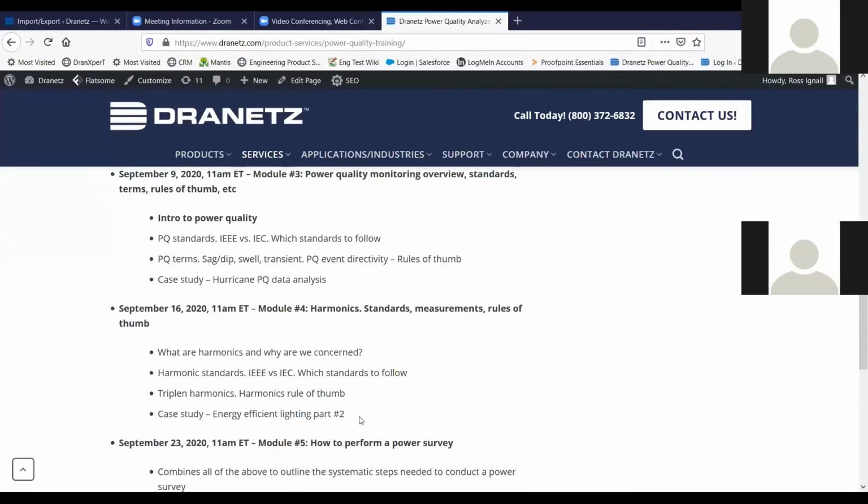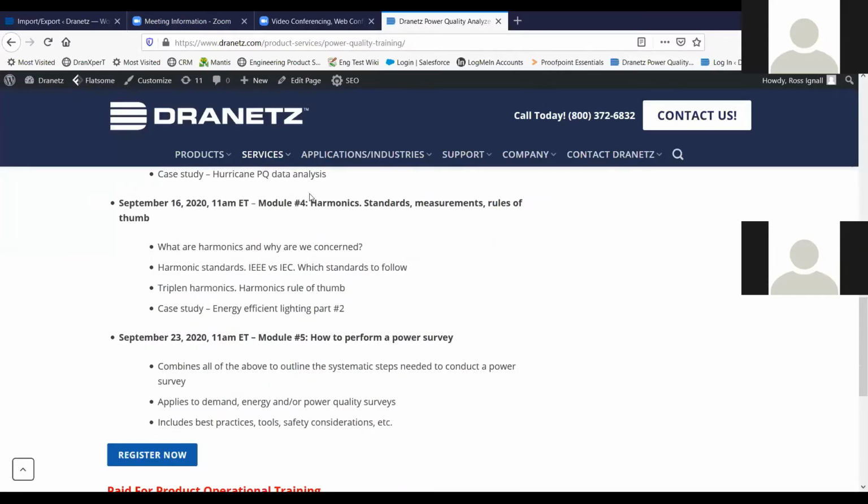Module number 4, on September 16th, we're going to talk about harmonics. This is another major part of power quality concerns. We're going to talk about what harmonics are, and we'll break them down. What are the standards? What's the difference between the IEC and the IEEE standards? Which one should you follow? That's a regional thing. We'll talk about rules of thumb. What are triplen harmonics and what are some rules of thumb appropriate for that?